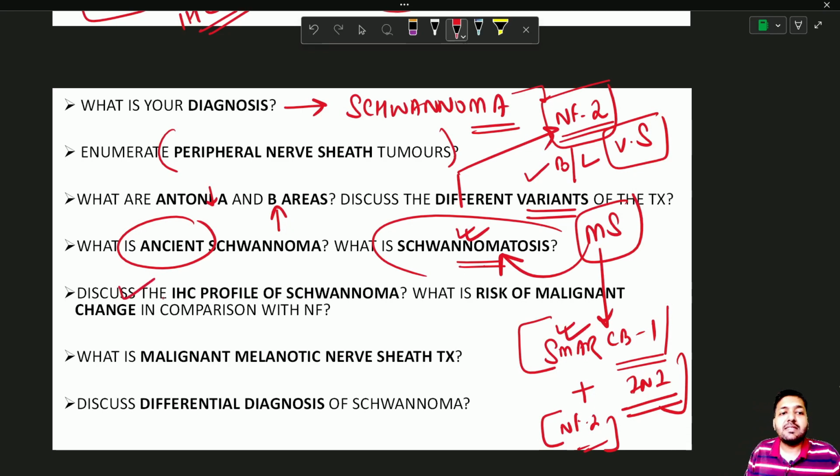Next important stuff is to discuss the IHC profile of schwannoma. Most importantly, they are positive for S100 and SOX10, very important. They also show positivity for calretinin, which is in contrast to neurofibroma.